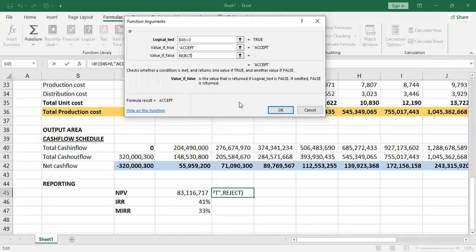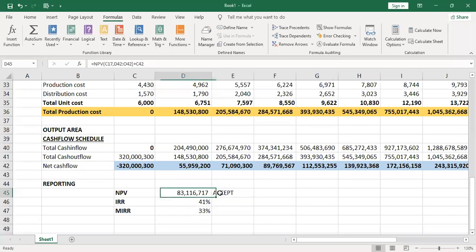And you click on OK. So it is accept because this NPV is greater than 0. Now let us put in the decision for IRR. Press the cursor here. Formulas, logical, if.